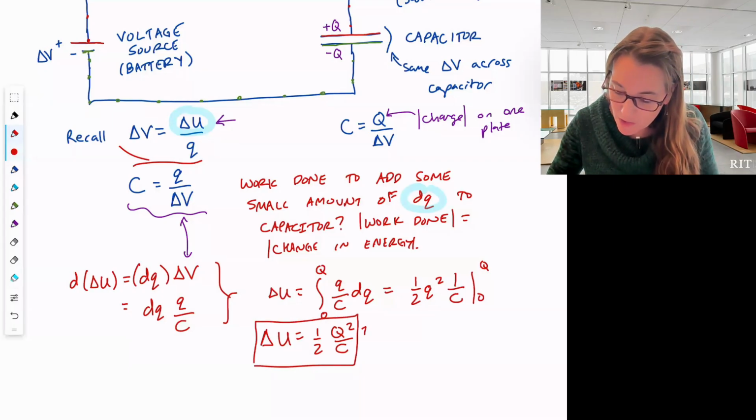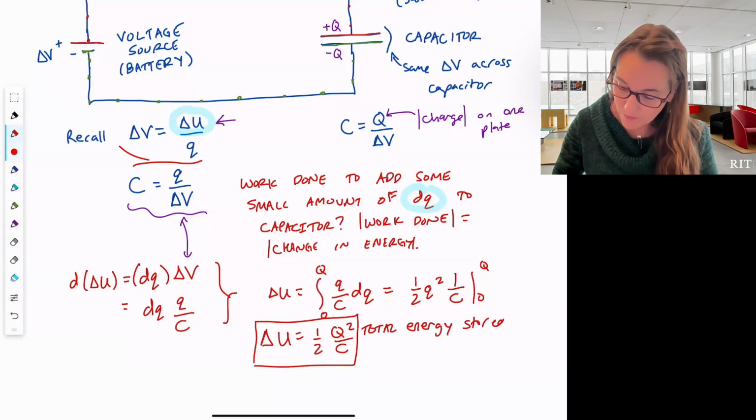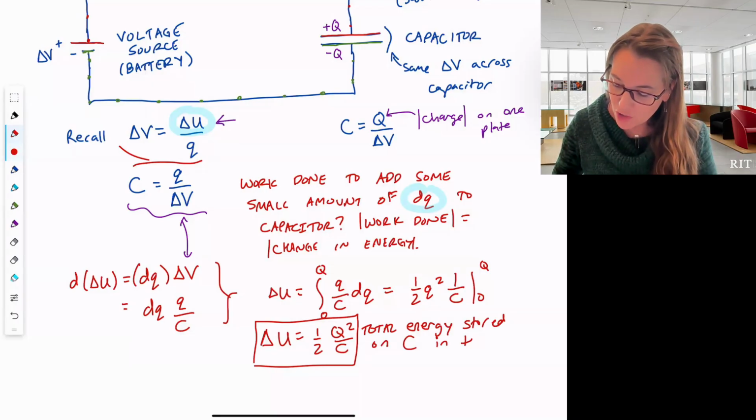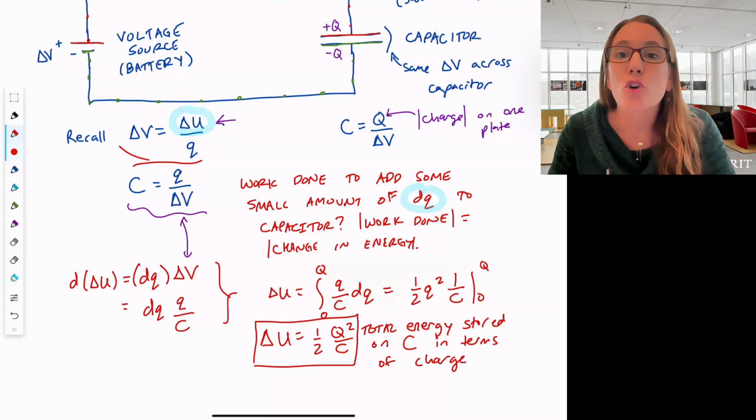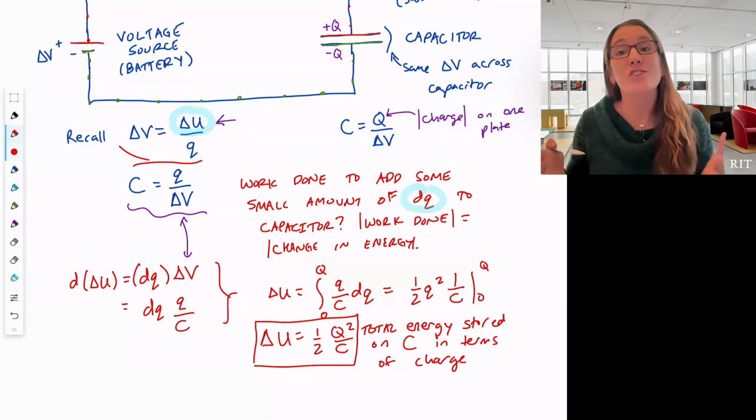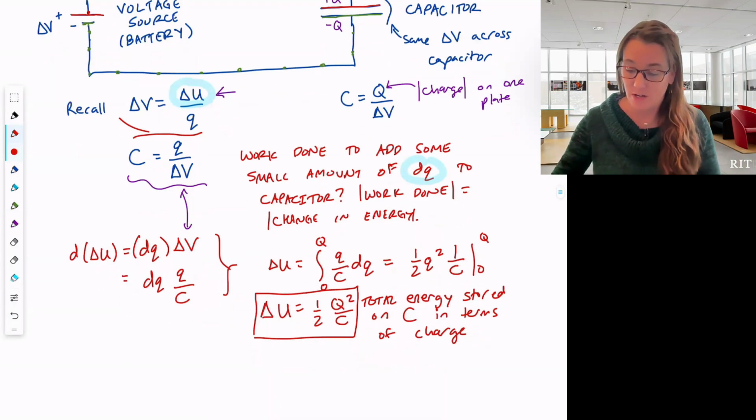And this is the total energy stored on a capacitor in terms of the amount of charge. And so, as expected, the more charge on the capacitor, the higher the energy that is stored.